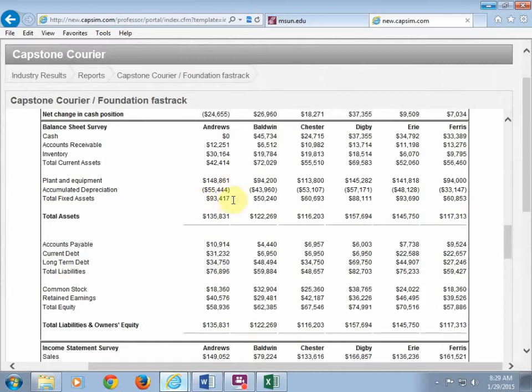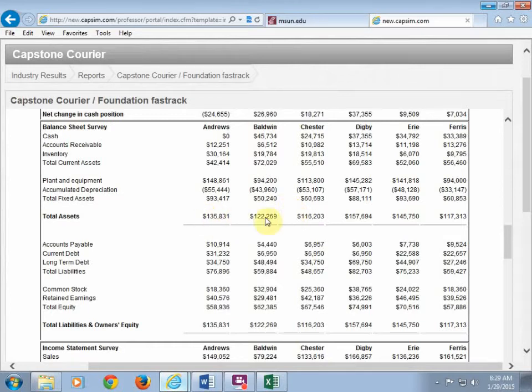Size, so total fixed assets. Boom. Team Erie constantly has been making some improvements. Team Andrews, with their huge investments this time in plant improvements, they've got some big fixed assets. Those two teams do. On the other hand, you got Baldwin, just maybe going small. There's nothing wrong with small ball. It's an interesting strategy that can be effective.